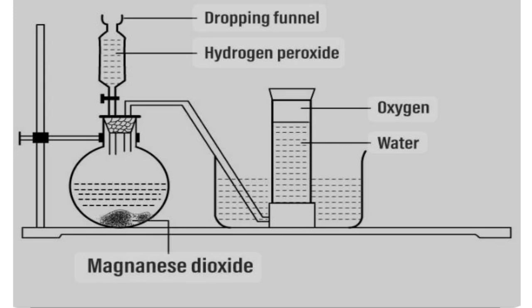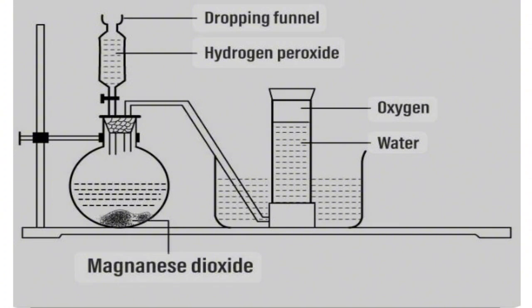Hydrogen peroxide decomposes slowly to produce oxygen and water under normal conditions. On adding manganese(IV) oxide, the rate of decomposition is speeded up. Therefore, manganese(IV) oxide acts as a catalyst.